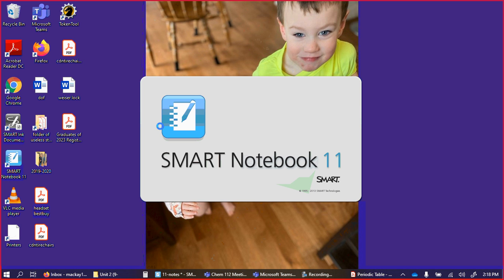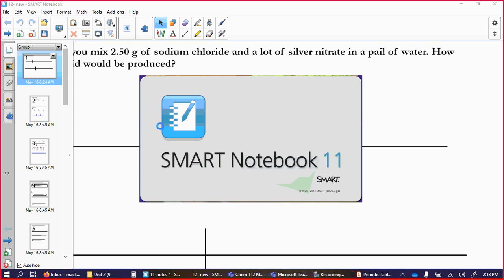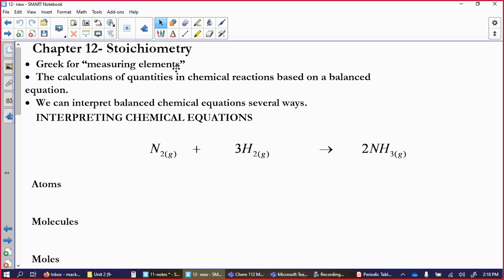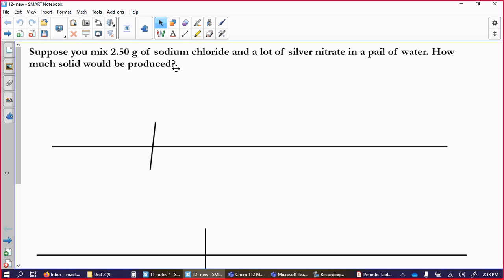This takes a while. It has to do with counting and stoichiometry, measuring elements. So it's about quantities. Suppose you have 2.5 grams of sodium chloride and a whole pile of silver nitrate, and you throw it in a giant pail of water. Something will happen, a solid will be produced. Can you predict how much solid is produced?